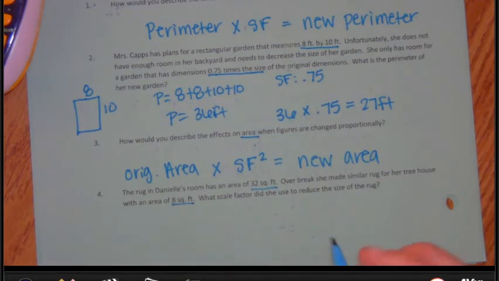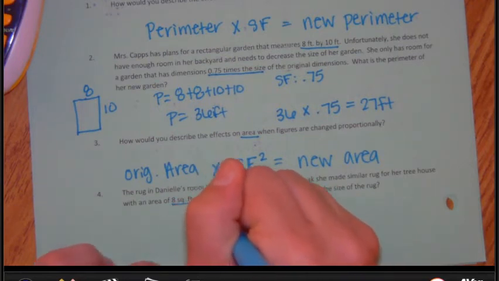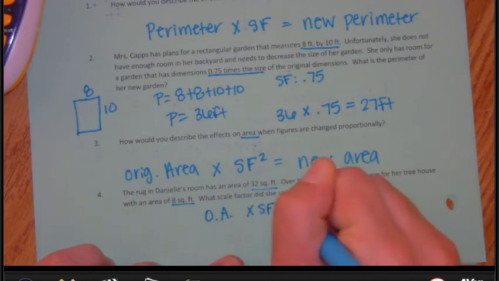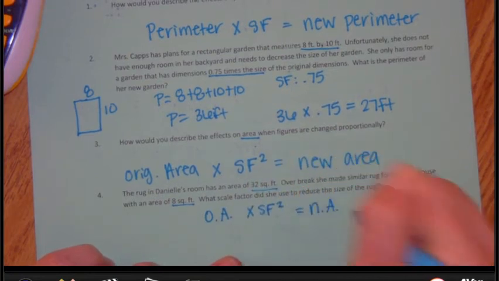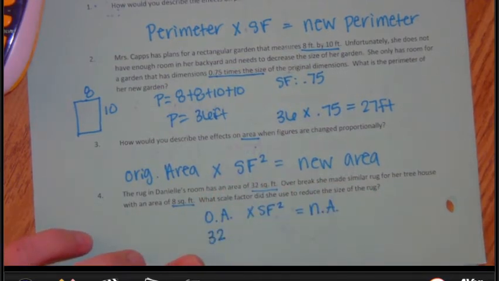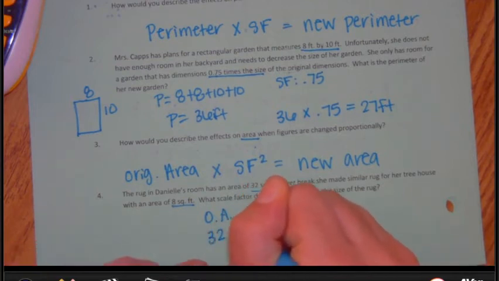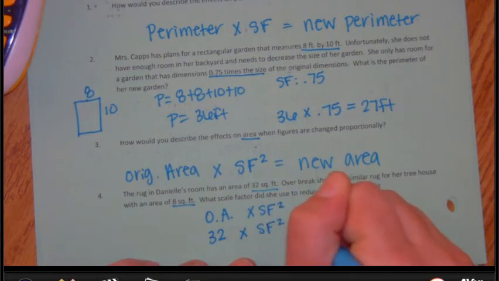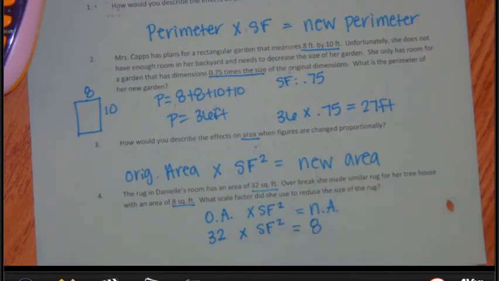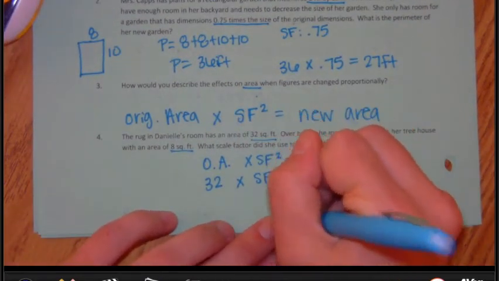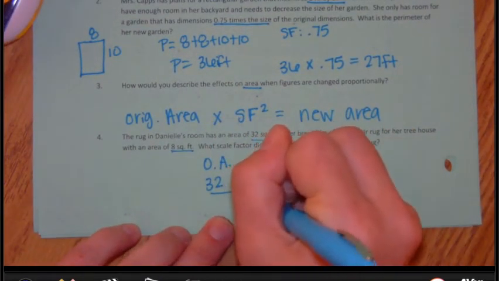All right, so let's go ahead and use this. So I know that the OA, my original area, times my scale factor squared is equal to my new area. Okay. My original area is 32 square feet. And I multiplied it by some unknown scale factor to equal my new area of 8. Okay. I need to get the scale factor by itself, so I'm going to divide by 32 on both sides.